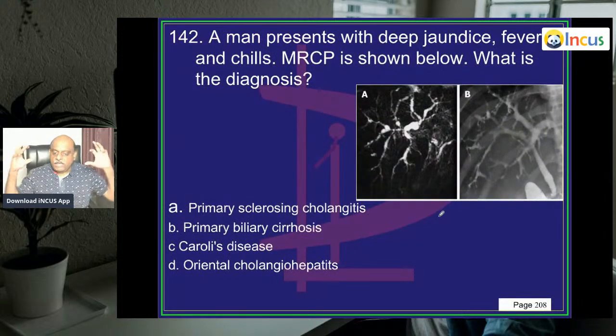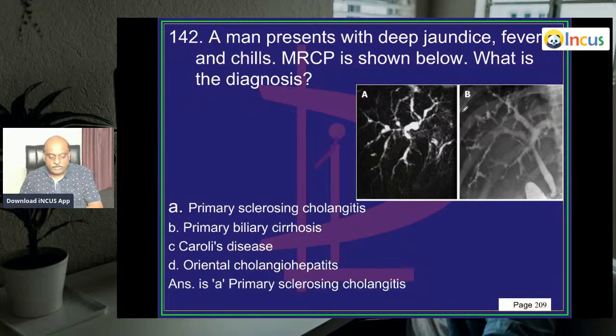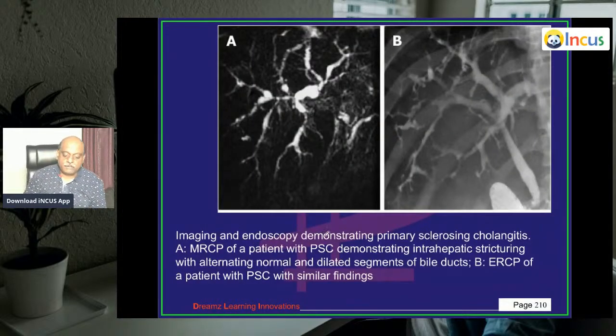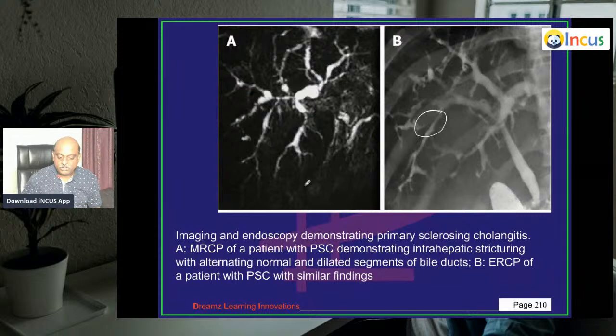A man presents with deep jaundice, fever, chills. Fever, jaundice, chills, right? So the triad of clinical features: cholangitis. MRCP is shown to you. So what is your diagnosis, doctor? Primary sclerosing cholangitis. So typically, there is intrahepatic stricturing with alternating normal and dilated segments of the bile ducts.